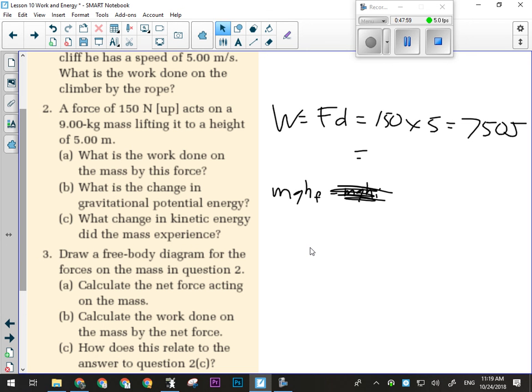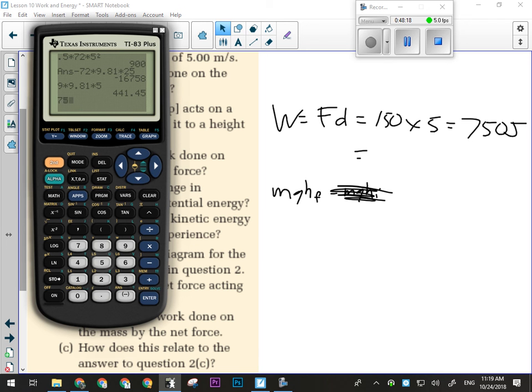Can I figure out how much I changed the kinetic energy by? It's what's left. If I did 750 joules worth of work, 441 of which was potential, whatever's left is what changed the kinetic energy. So all I'm going to do is go 750 minus my answer. So 308 joules of that energy changed the kinetic energy of the object.